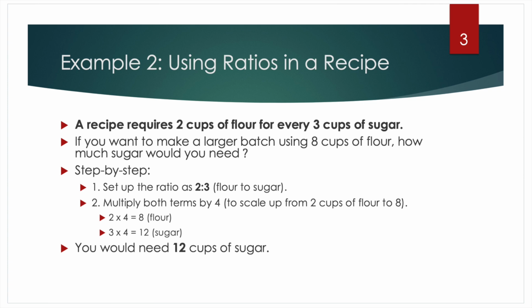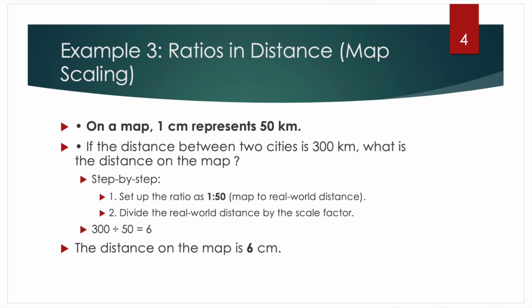We can multiply both parts of the ratio, 2, 3, by 4, because 2 times 4 equals 8 cups of flour. Doing the same for the sugar, 3 times 4, gives us 12. So if you use 8 cups of flour, you would need 12 cups of sugar to maintain the same ratio in the recipe. Ratios also help in interpreting distances on a map.